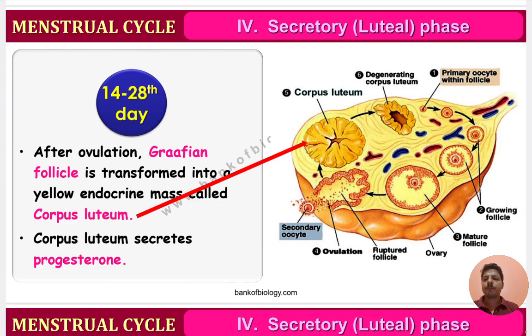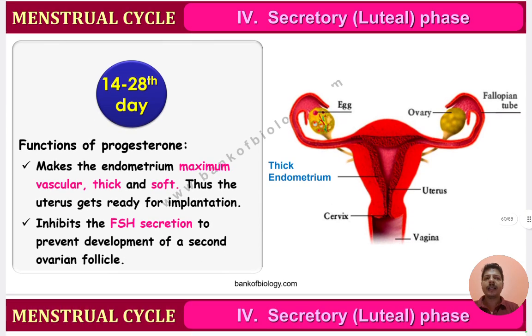Next, after ovulation, the Graafian follicle is transformed into a yellow endocrine mass of cells called the corpus luteum. When the mature Graafian follicle releases the ovum, the remaining portion is called the corpus luteum, and it secretes the hormone progesterone. The function of progesterone is to make the endometrium maximally vascular.